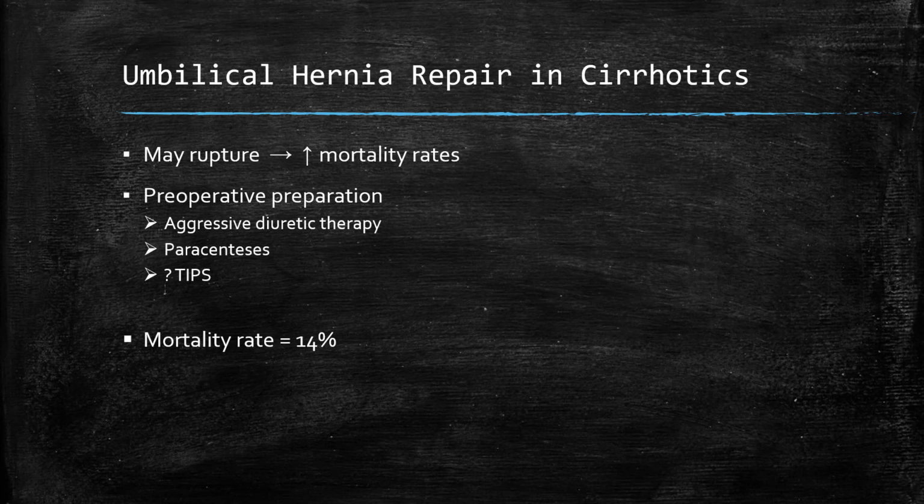Now, even if the patient is well compensated from their cirrhosis, and even if their ascites can be controlled, the mortality rate may still be as high as 14%. But this is certainly lower than if they come to the emergency room with a ruptured hernia.